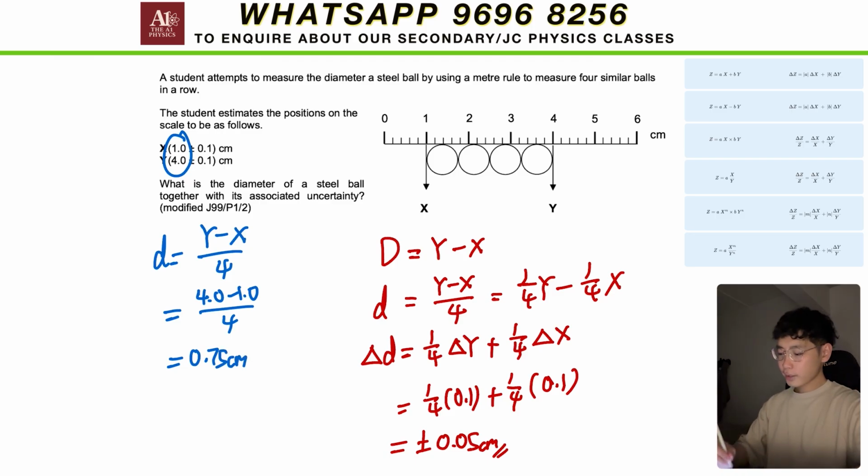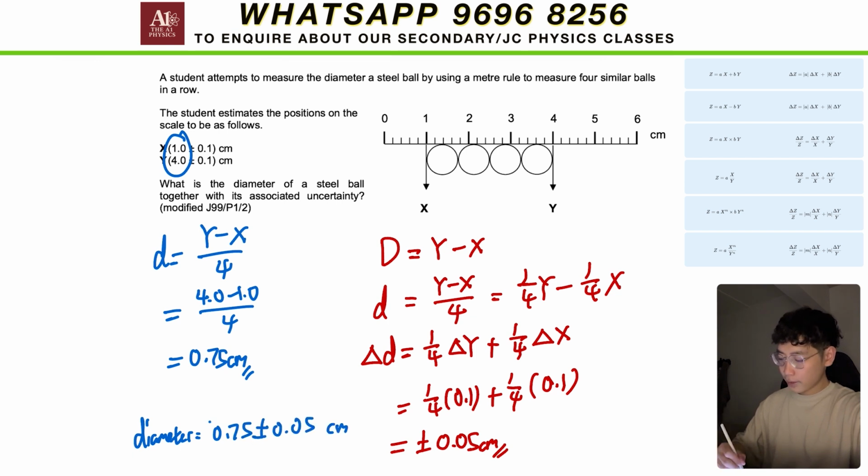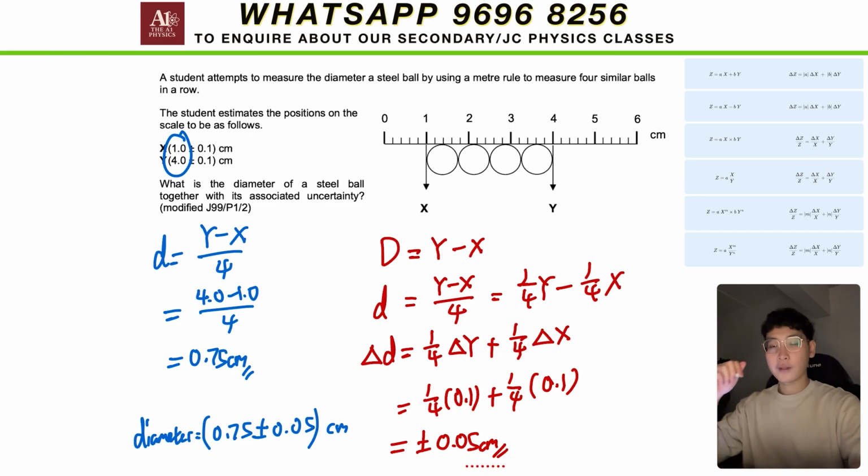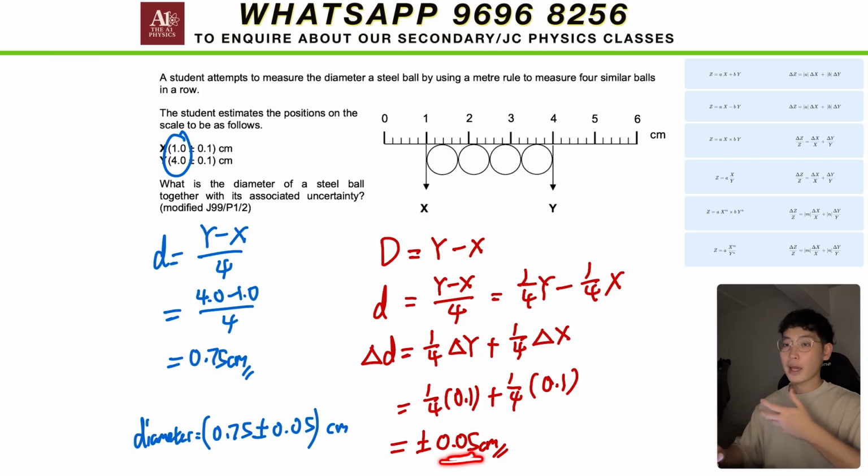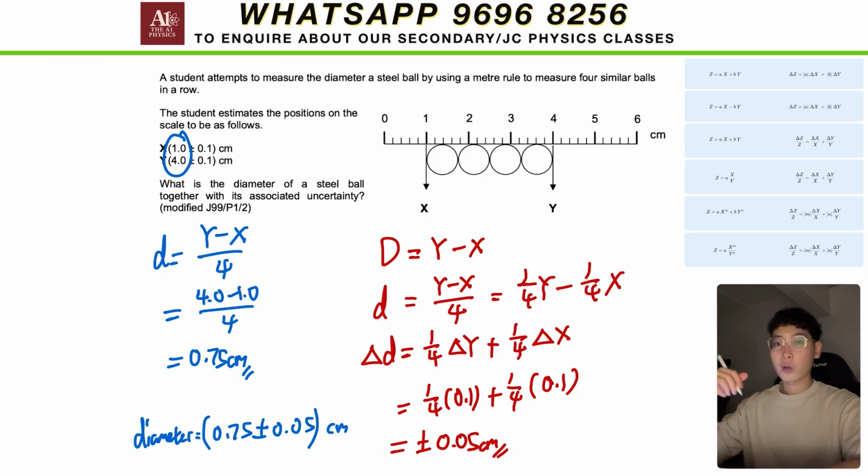So we notice over here that this one is the actual diameter and this one is the uncertainty of the diameter. So if you have to express the whole thing, it will be diameter equals 0.75 plus minus 0.05 cm, right? That's the diameter expressed together with the uncertainty. As usual, we notice that our uncertainty is in 2dp, so our actual value, we have to leave it in 2dp as well, right? So that's just a basic example on uncertainty.